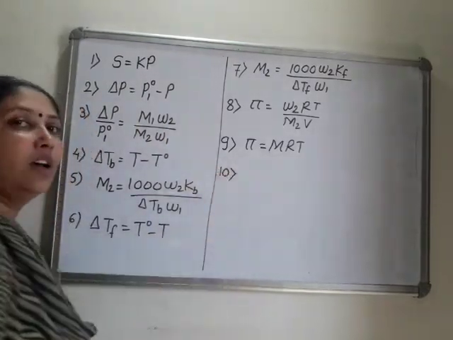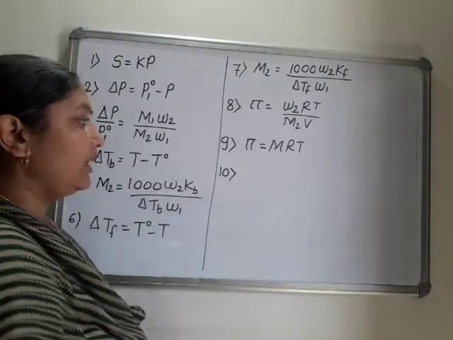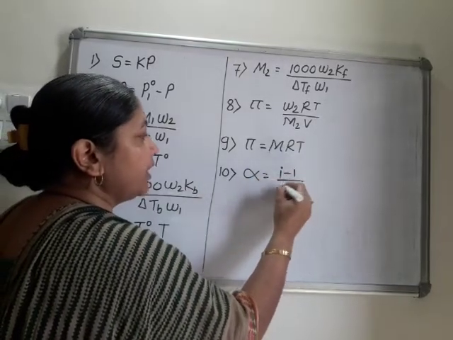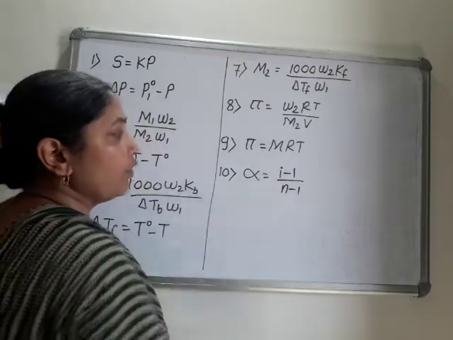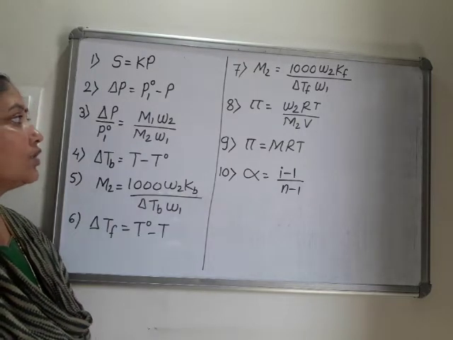And the last formula, we derived the relation between van't Hoff factor i and degree of dissociation. So alpha is equal to i minus 1 upon n minus 1. i is the van't Hoff factor and n means the number of ions produced after dissociation.